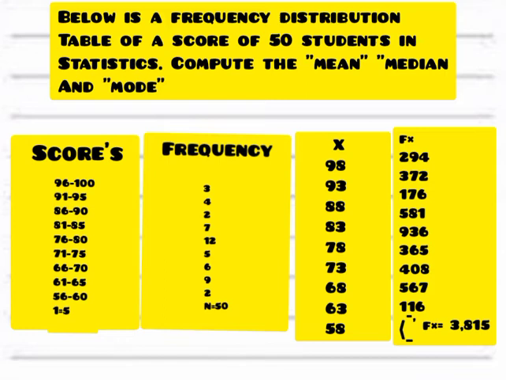Next, in our fourth column, let's multiply the frequency and the class mark. 3 times 98, that is 294. 4 times 93, we have 372, and so on. To get the summation of f times x, let's add all the products in the fourth column. 294 plus 372 up to 116. Upon adding these, the summation is 3,815.